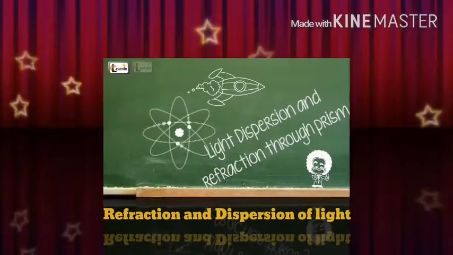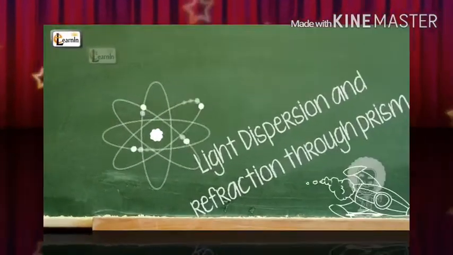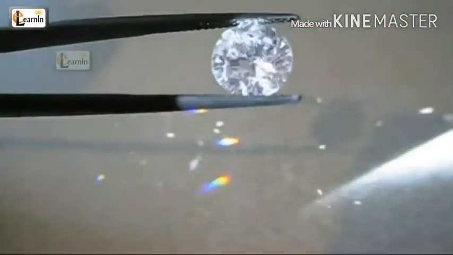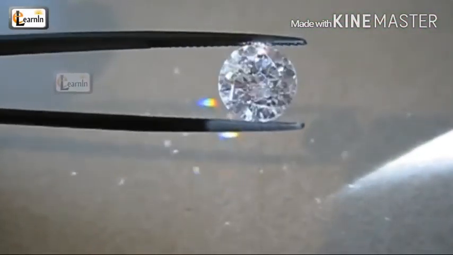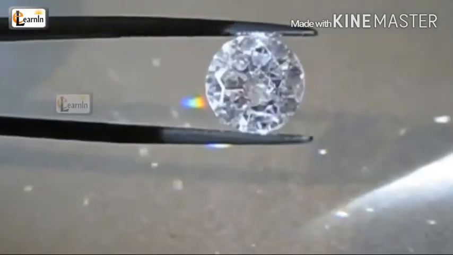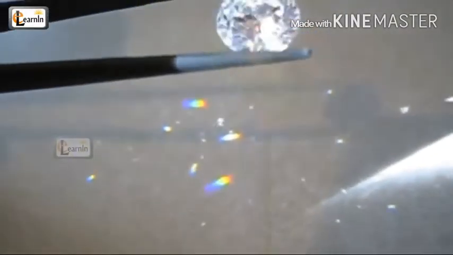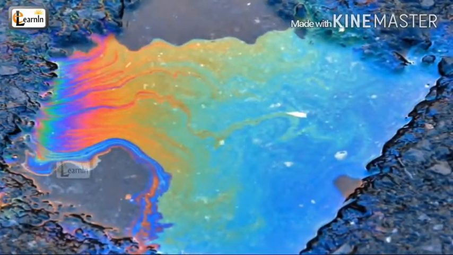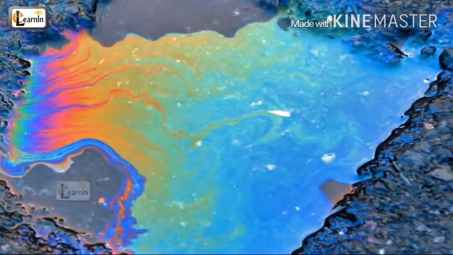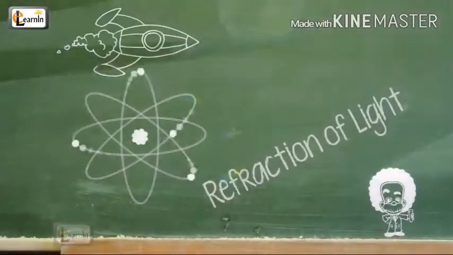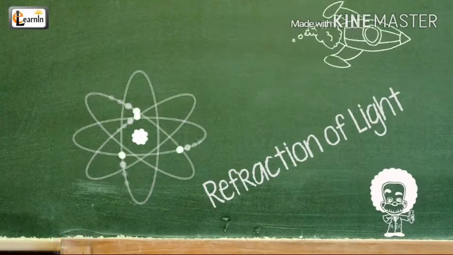Light dispersion and refraction through a prism. Have you ever noticed that diamonds sparkle in sunlight? Ever wondered why? They sparkle and seem to be giving out different colors, just like oil spilt on any surface showcases different colors. The reason behind this phenomenon is the refraction of light.